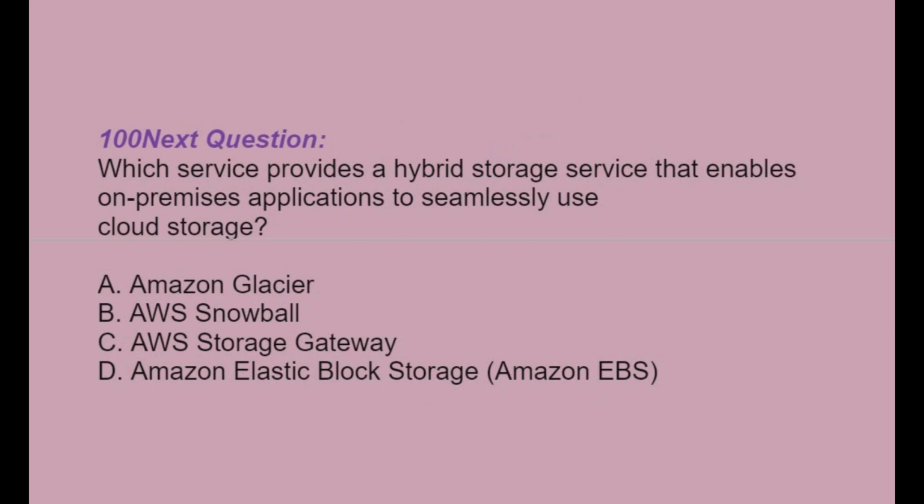Question is, which service provides a hybrid storage service that enables on-premises applications to seamlessly use cloud storage? Option A, Amazon Glacier. Option B, AWS Snowball. Option C, AWS Storage Gateway. Option D, Amazon Elastic Block Storage, Amazon EBS. Correct answer is option C.